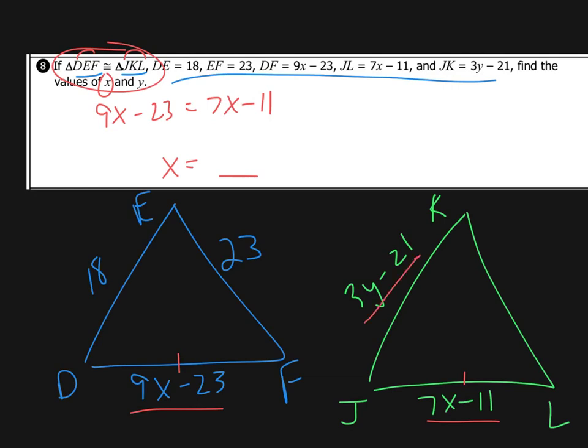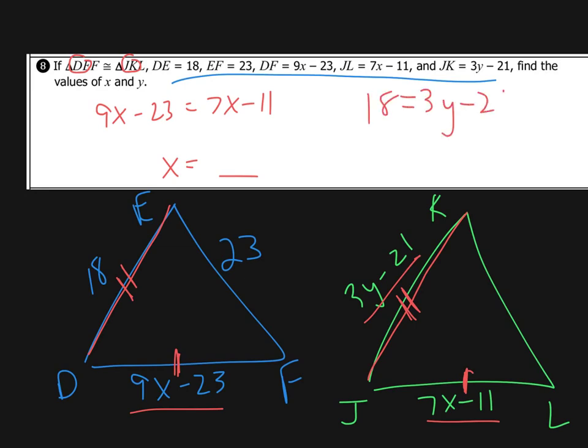Okay. What about my 3y minus 21? Well, that has to do with this length J to K. So again, if I'm looking at my congruency statement, JK, the first two letters here, should be congruent to DE. And DE is right here. So this side is congruent to that side. Again, notice I use one tick mark here to one tick mark here, and then 2 on DE and 2 on JK, because they're different lengths. But DE is congruent to JK, so 18 is equal to 3y minus 21. Solve for y, and we're all set.